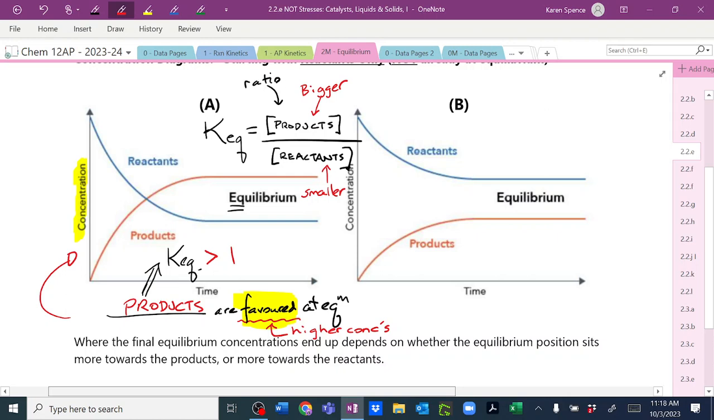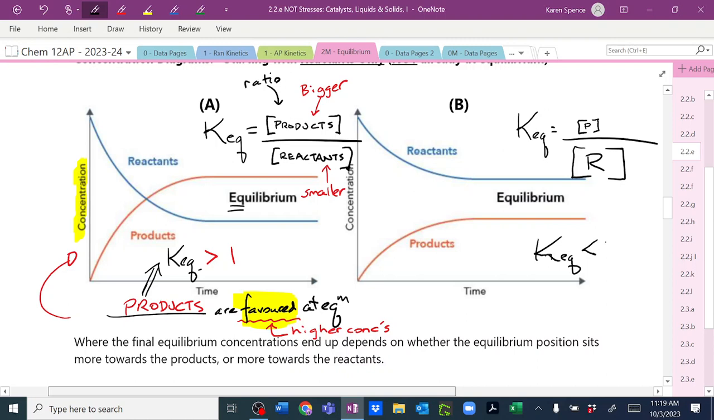And I'm going to be more clever on this other one here. I'm going to actually draw my KEQ where my concentration of products is small and my concentration of reactants is big. That makes it a little more visual, right? And if that's the case, then the value of KEQ is less than 1, because we have a smaller number over a bigger number. And that means that our reactants are favored.